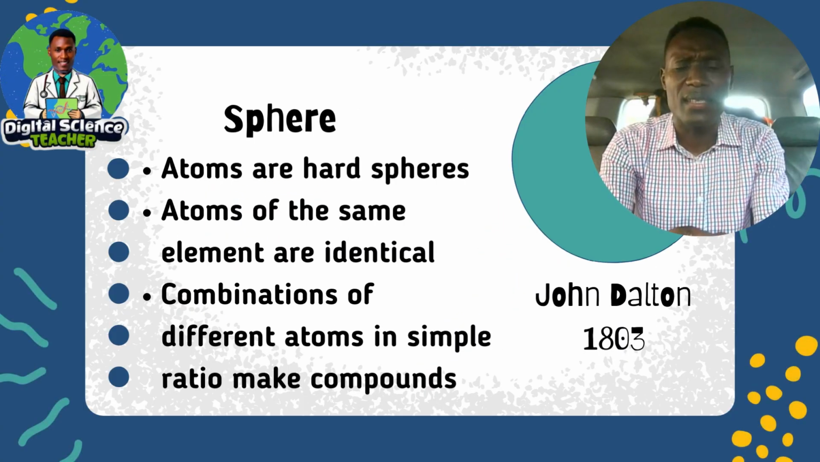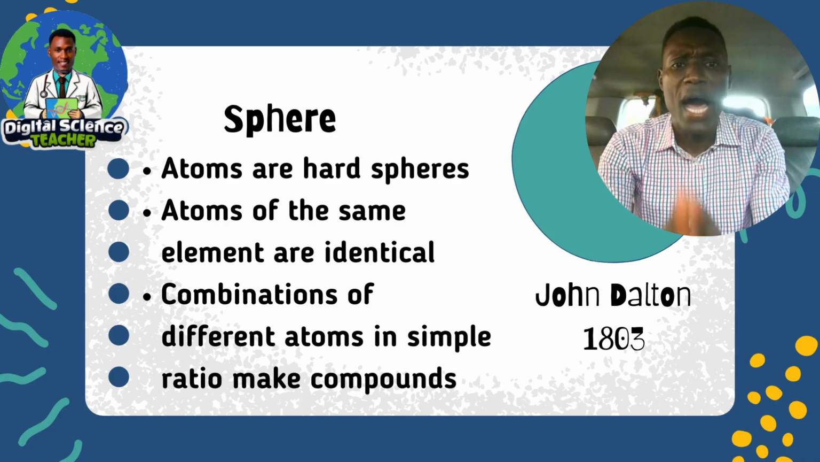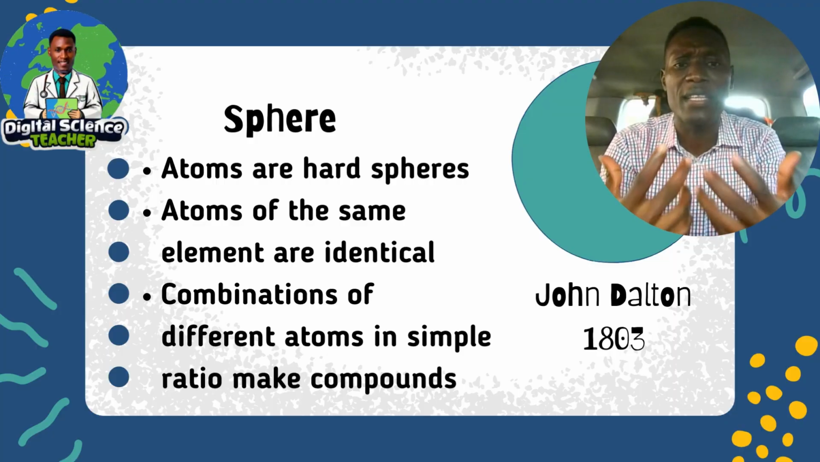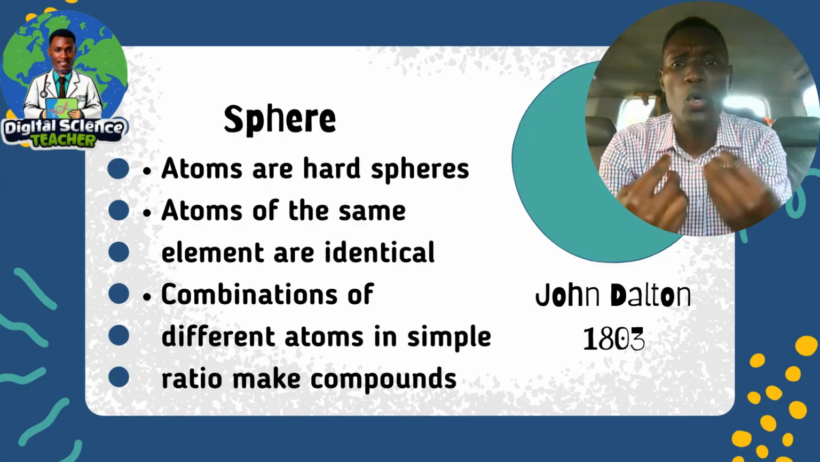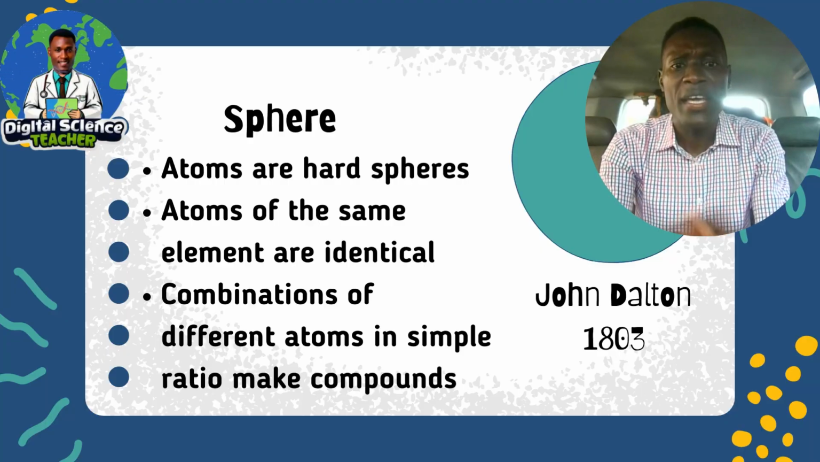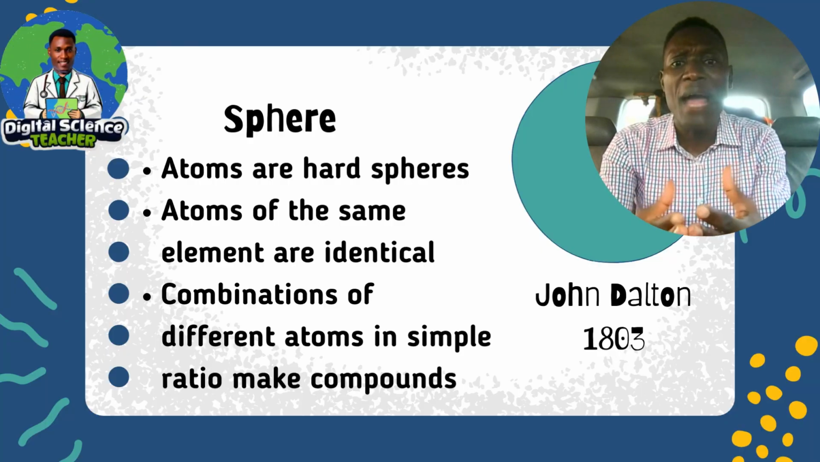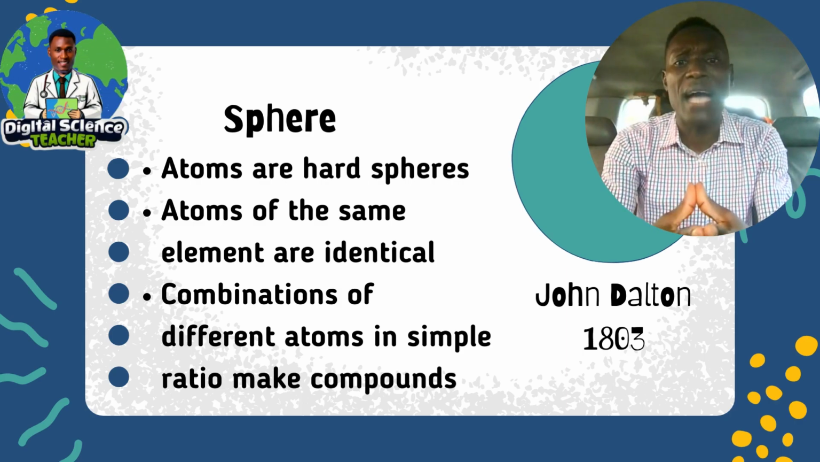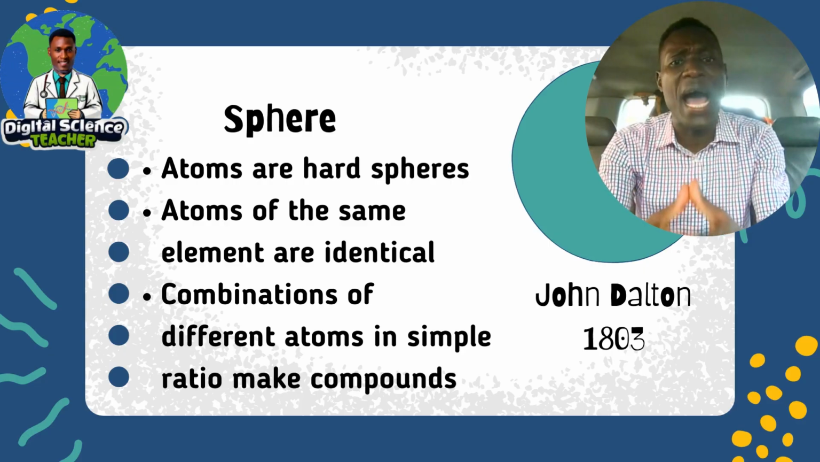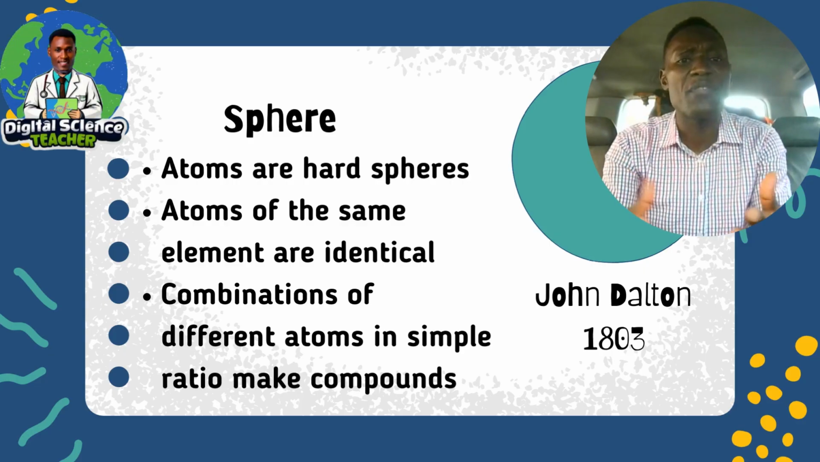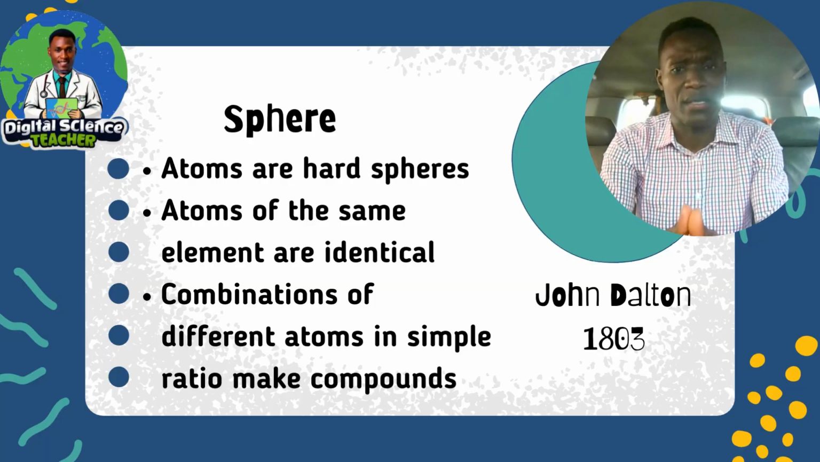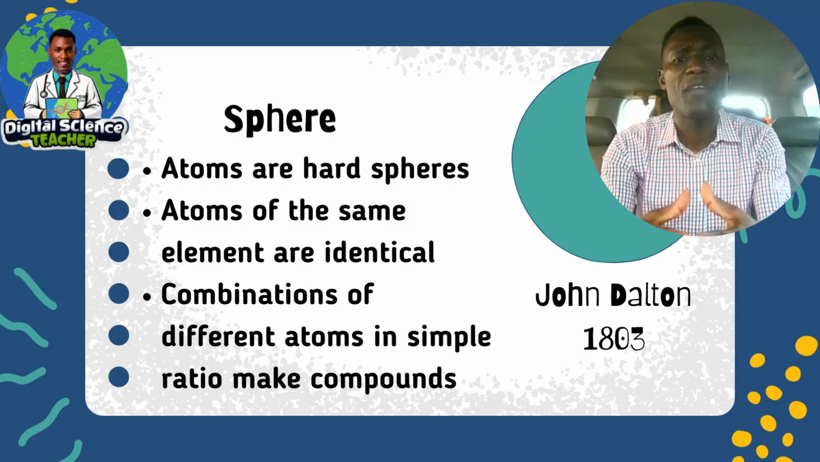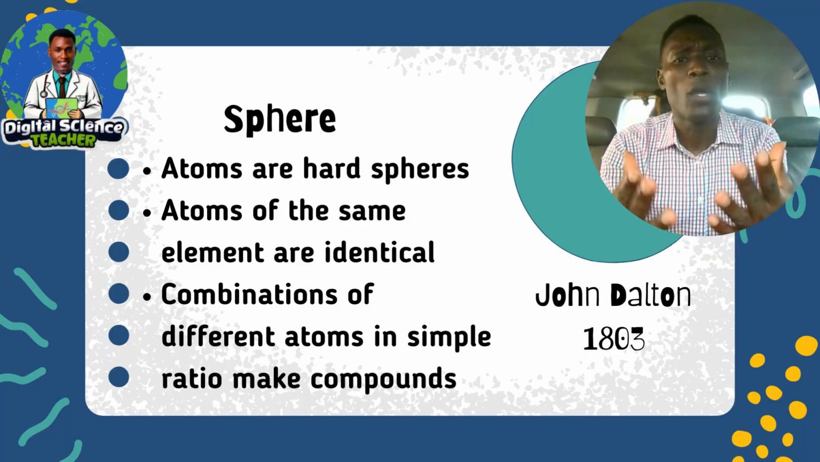Another scientist that contributed to the knowledge of the atom is John Dalton. John Dalton is regarded as one of the greatest chemists when it comes to the structure of the atom. In 1803, he described an atom as a hard sphere. He also described that atoms of the same element are identical and different from atoms of other elements. He also described that atoms combine in different simple ratios to form compounds.